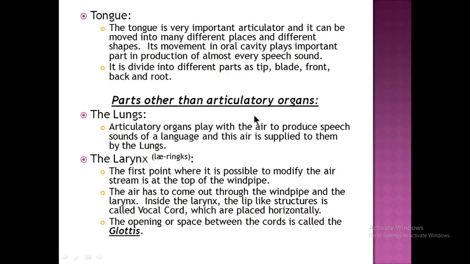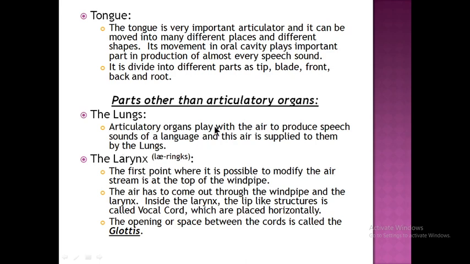Okay. So, parts other than the articulator organs. There are some parts which are very much important to produce sound other than the articulator organs. What are those? The first one is lungs. It is impossible to ignore the value of lungs in producing sounds, and these lungs are commonly responsible as an indirect factor of that process. So articulator organs play with the air. The organs which we have in the mouth, which we discussed on the previous slide, all use air in such a way that we can sound differently, and the air with which they play is supplied by the lungs.